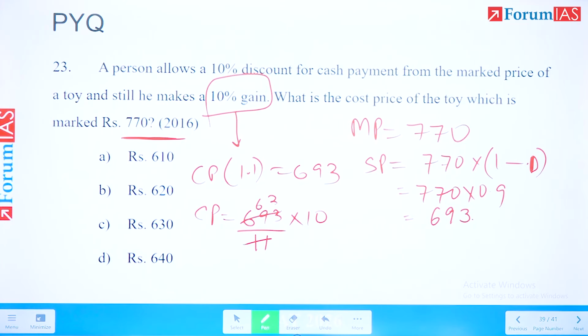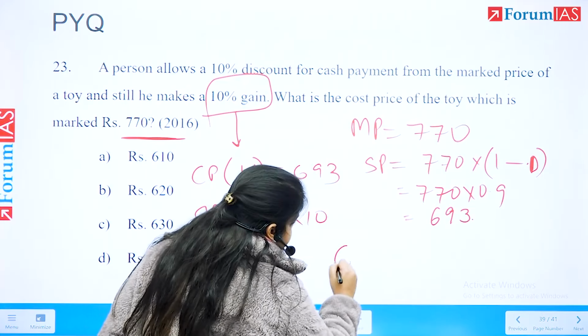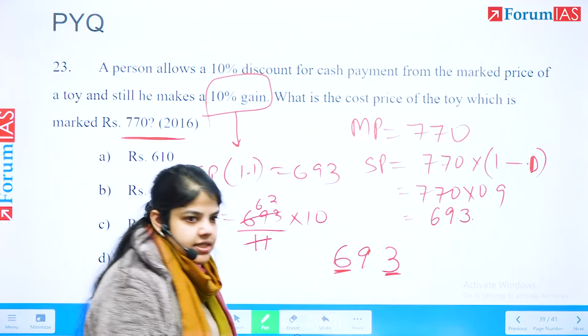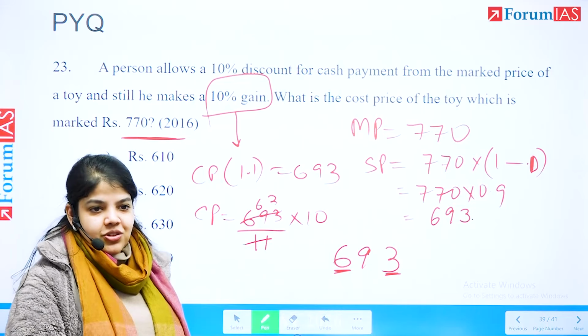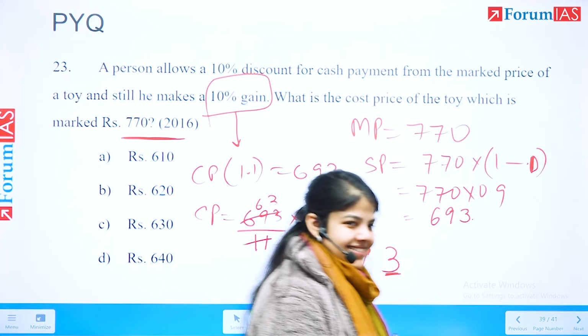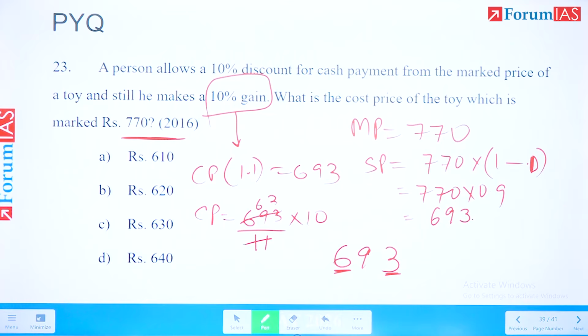Do we know the divisibility test of 11? What is the divisibility test, Janni? Alternate digits we add, and we see the total for both even and odd digits. For example, here the number is 693. Alternate is 6 plus 3, which is 9. And the other digit is also 9. It is divisible by 11. Right? So this is the divisibility test for 11.